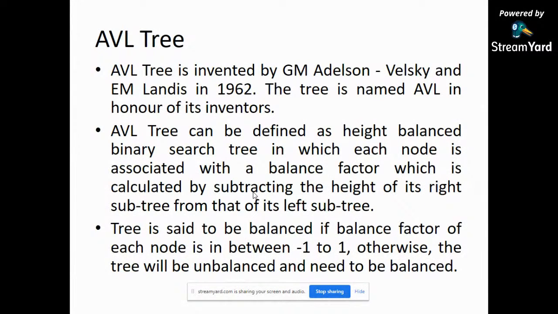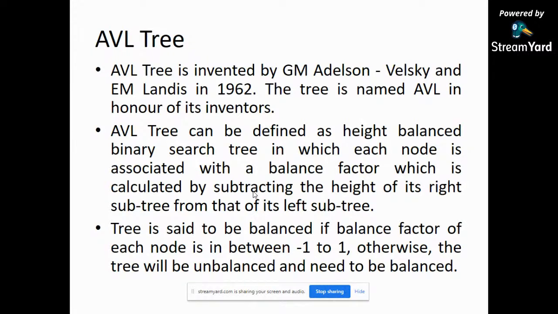The balance factor is calculated by subtracting the height of its right subtree from that of its left subtree. Now a tree is said to be balanced if the balance factor of each node is -1, 0 or 1. Otherwise the tree will be unbalanced and needs to be balanced. So an AVL tree is a binary search tree, but we have to balance the height.